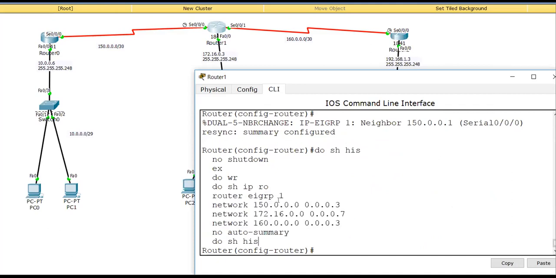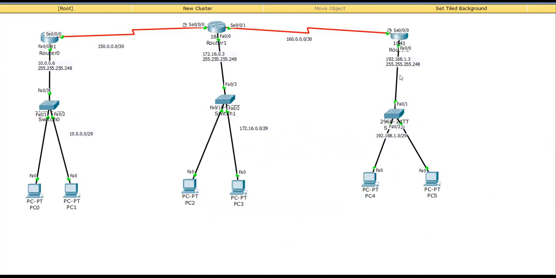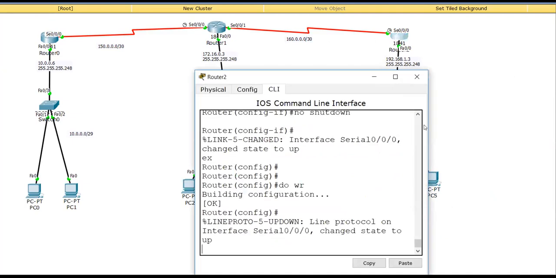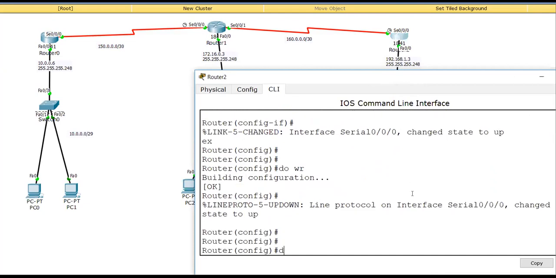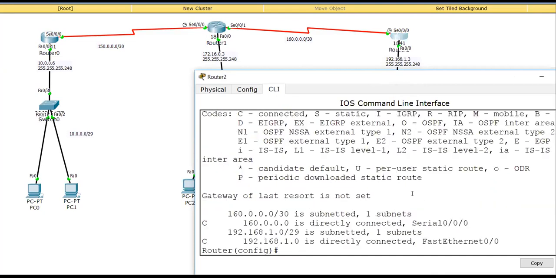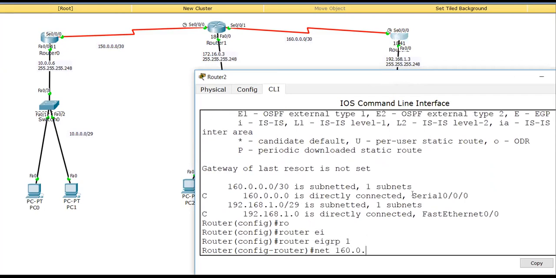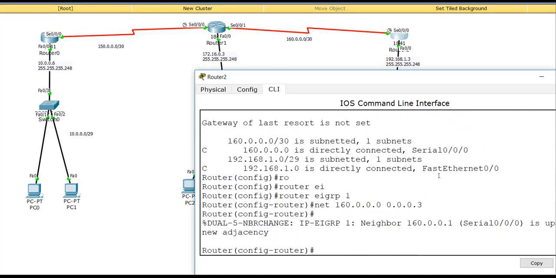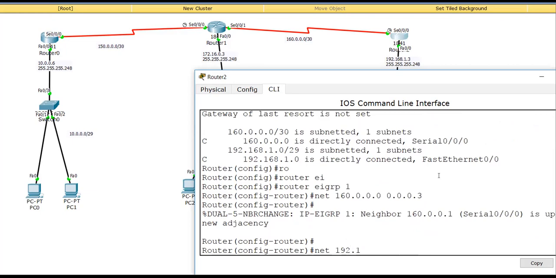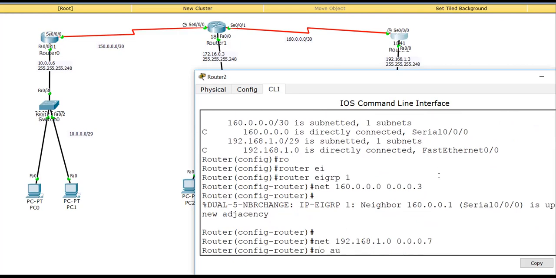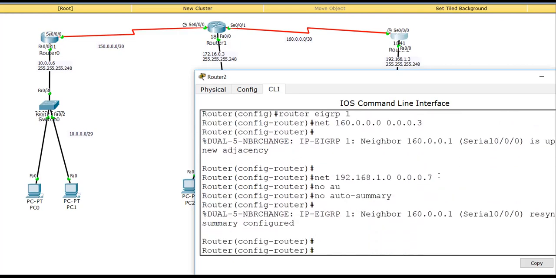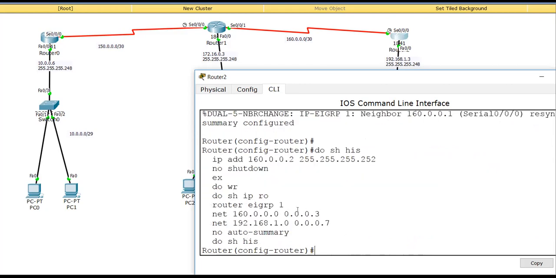You can check. Now, when I am going to configure on 192 and 160, you will get this message again. Do show ip route, you can check 160 and 192. Router eigrp 1, I'm going to configure on 160.0.0.0 and 0.0.0.3. Okay, this network. So when you enter, again a new adjacency will come up, and 192.168.1.0, 0.0.0.7. No auto-summary will be there. Summary is configured.